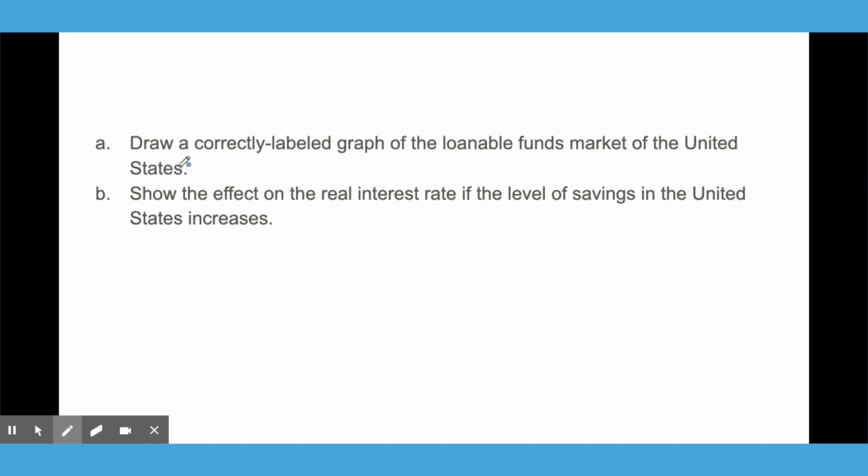So I'm going to show an example, and it's a two-part question, and this asks students to draw a correctly labeled graph of the loanable funds market of the United States, and then show the effect on the real interest rate if the level of savings in the United States increases. So let's first draw the loanable funds market, and we'll start with just two axes.